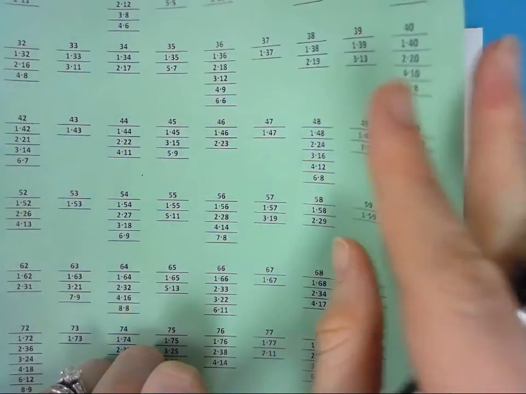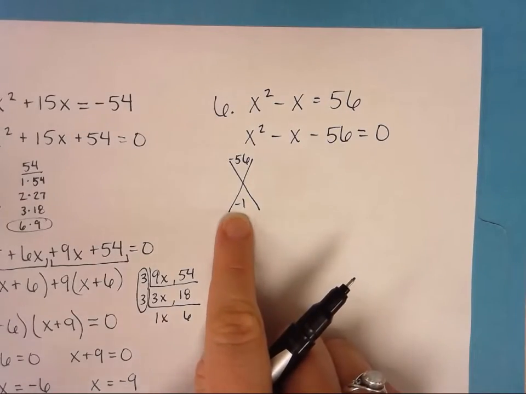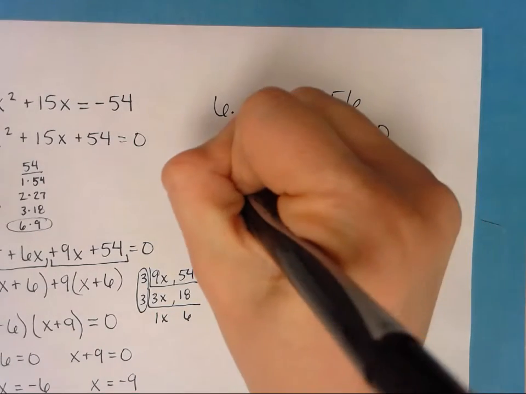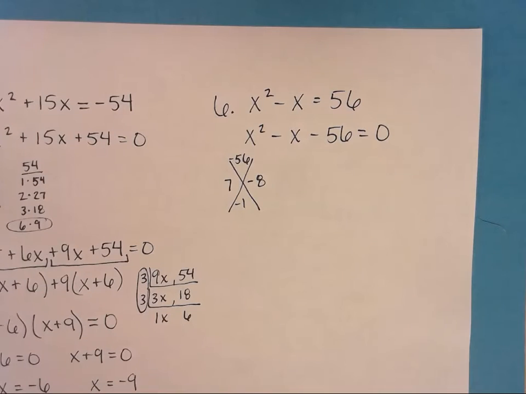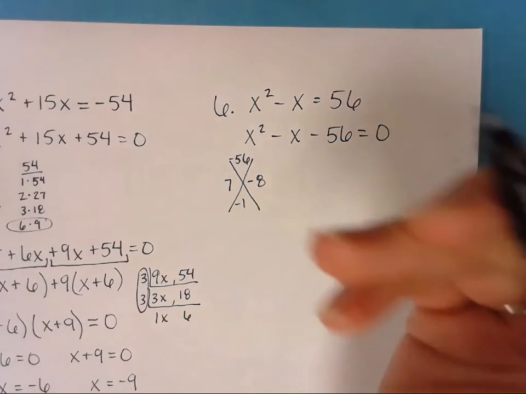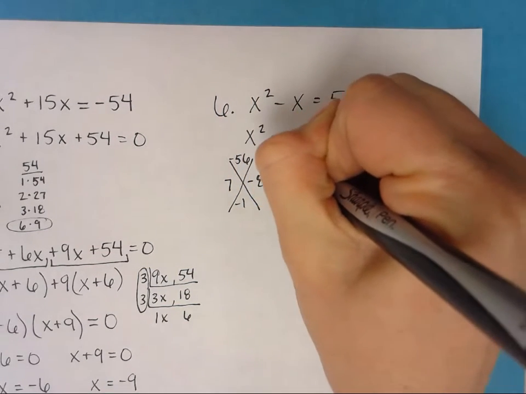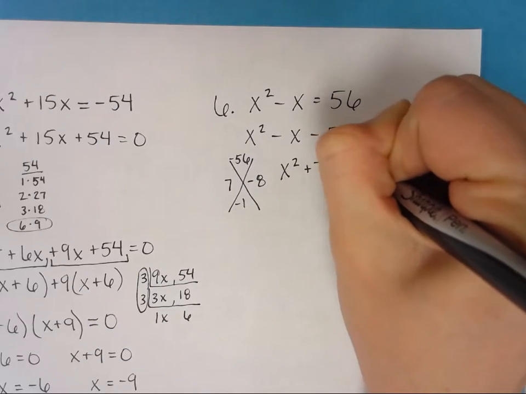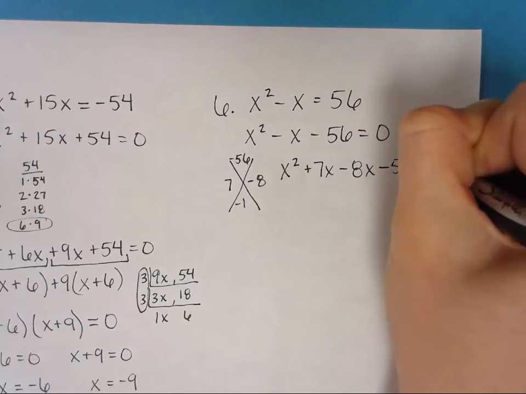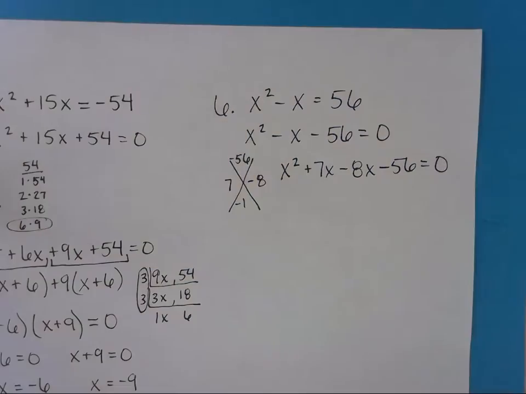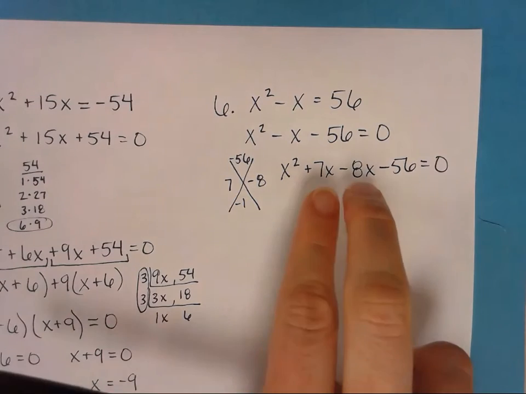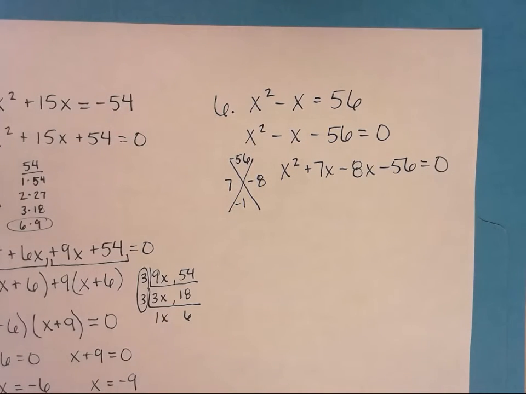Since our sum needs to be negative, we'll make our larger number negative. 7 times negative 8, multiply to give you negative 56, and 7 plus negative 8, add to give you negative 1. Rewrite the middle term using the two numbers you selected. It does not matter the order that you write those terms in.